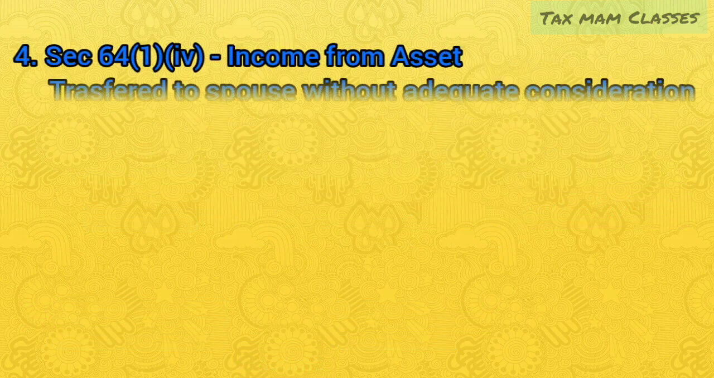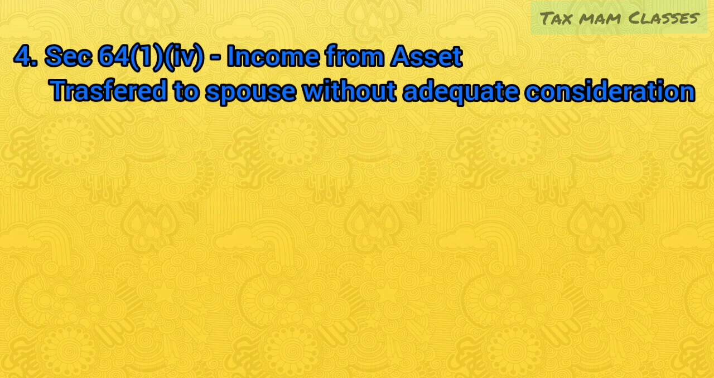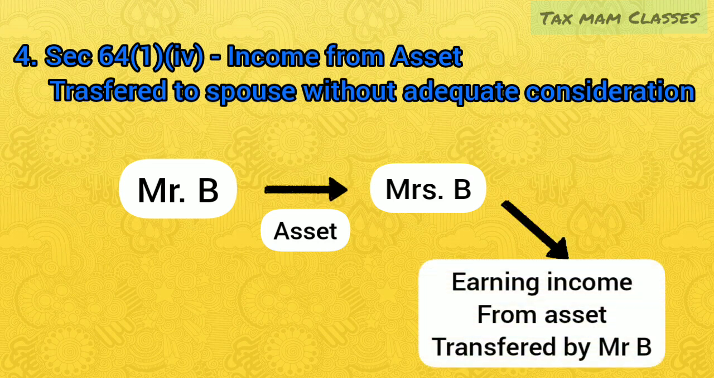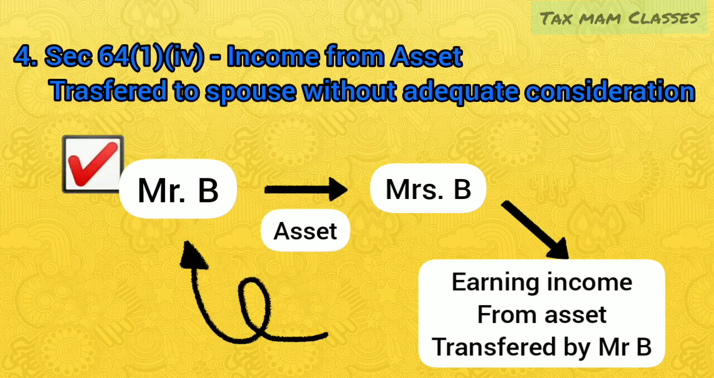Fourth provision, section 64 subsection 1 subclause 4 talks about where income from asset is transferred to spouse without any adequate consideration. For example, let's take Mr. B is transferring an asset other than house property, according to the provision, to his spouse without any adequate consideration. Then Mrs. B is earning income from that asset. Then the income will be taxable in the hands of Mr. B only, but not in the hands of Mrs. B.